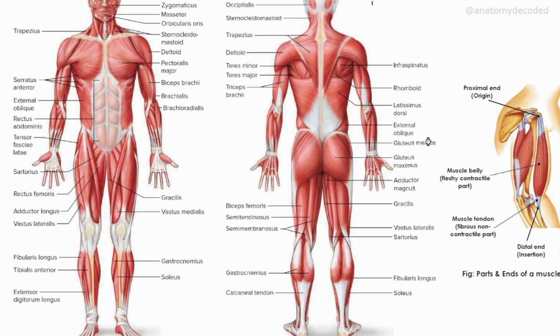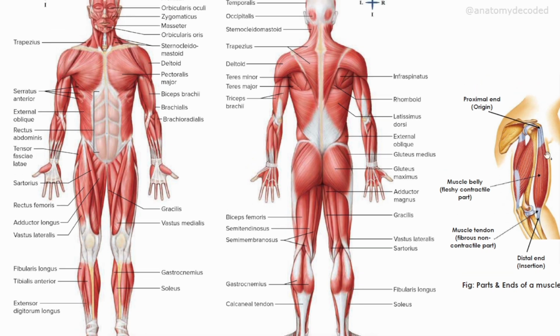Then look at this part. Here we can understand different parts of a skeletal muscle. Any skeletal muscle, when we see, it will have something called as origin or the proximal end of the muscle. It will start at one point that is referred to as the proximal end or the origin. The central part is referred to as the muscle belly. That's the fleshy contractile part of a muscle, and the muscle will end at one point that is referred to as the distal end of the muscle, also referred to as insertion of a muscle.